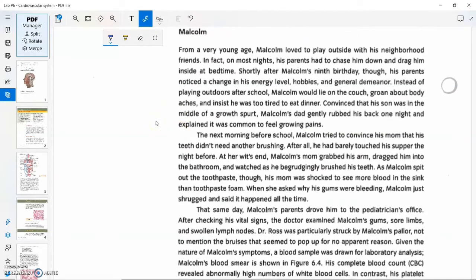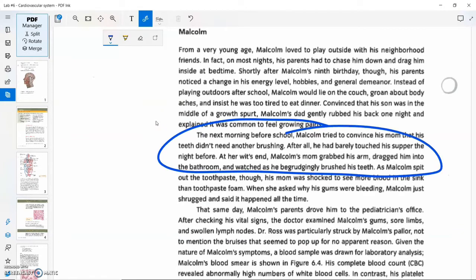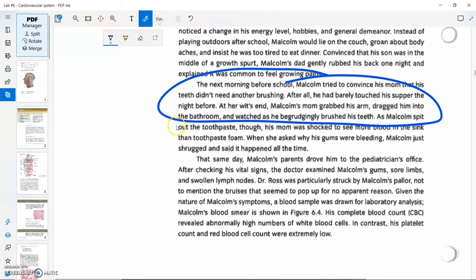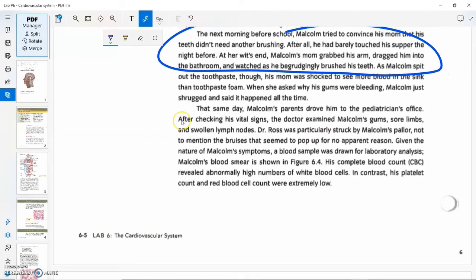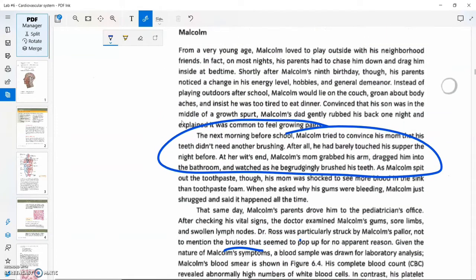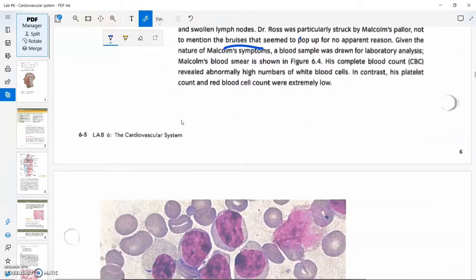So it turns out that Malcolm has bleeding gums. Okay, so Malcolm develops multiple bruises. He has bleeding gums if you read this through, and he is tired. So stuff like that, different aches.